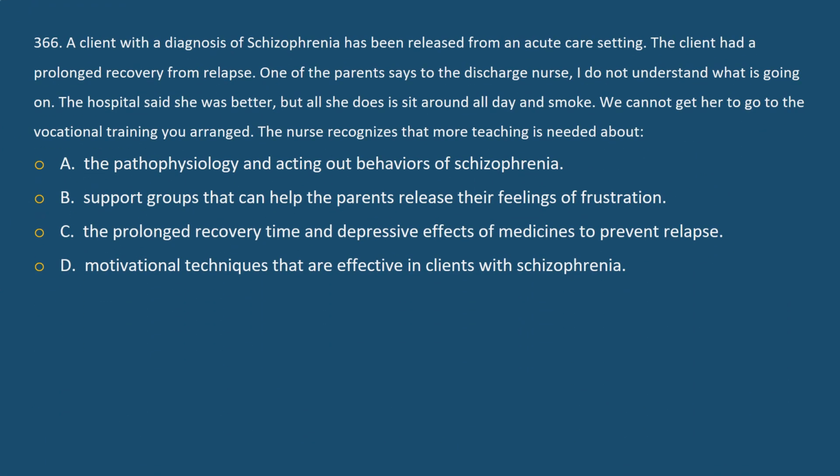Question 366. A client with a diagnosis of schizophrenia has been released from an acute care setting. The client had a prolonged recovery from relapse. One of the parents says to the discharge nurse, "I do not understand what is going on. The hospital said she was better, but all she does is sit around all day and smoke. We cannot get her to go to the vocational training you arranged." The nurse recognizes that more teaching is needed about: A. The psychopathology and acting out behaviors of schizophrenia. B. Support groups that can help the parents release their feelings of frustration. C. The prolonged recovery time and sedative effects of medicines to prevent relapse. D. Motivational techniques that are effective in clients with schizophrenia.